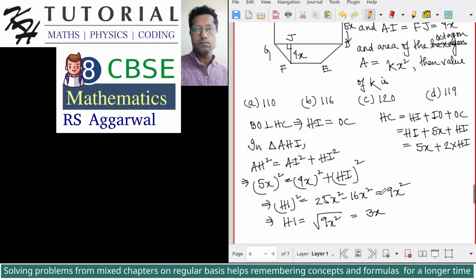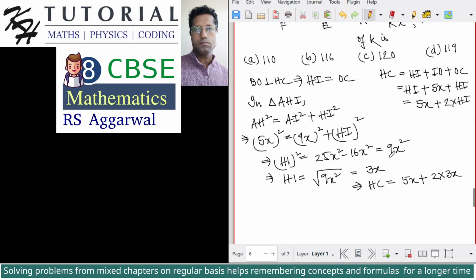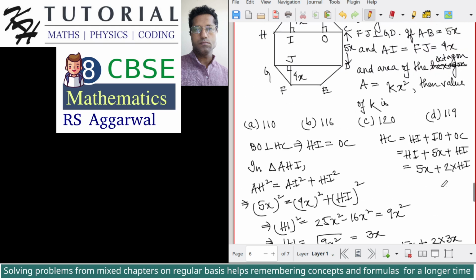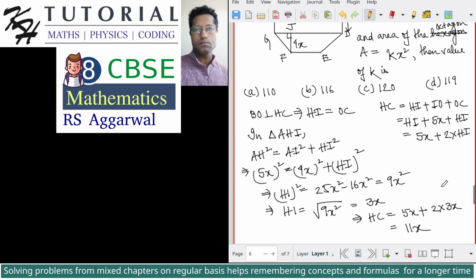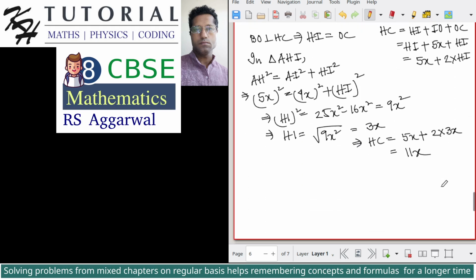So this will imply that HC will be equal to 5x plus 2 into 3x. HC was 5x plus 2 into HI, and HI is 3x. So HC is 11x. So we know HC is 11x. That is the length of the rectangle HCDG. Okay. So now we can easily find the entire area of the octagon.